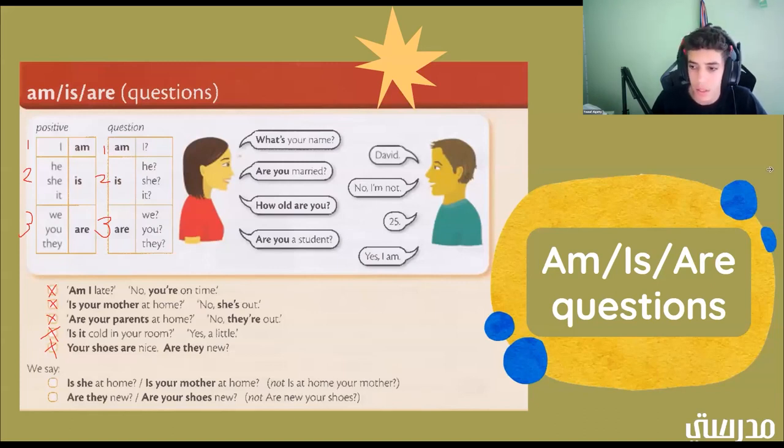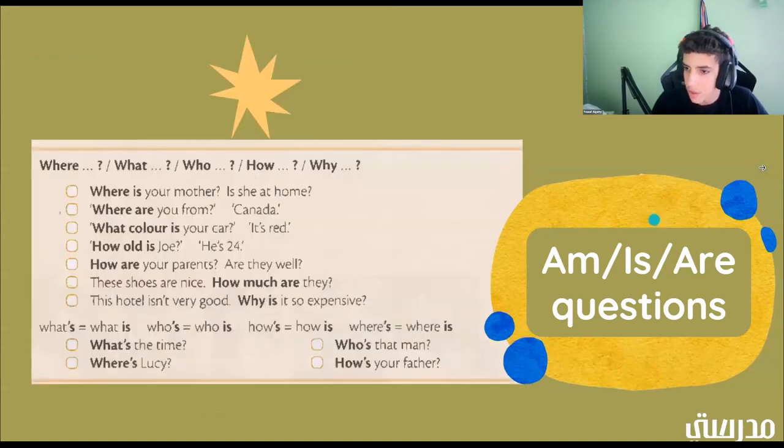All right, so let's go ahead and move on to the next one and delete the annotations really quickly. All right, good job. Is your mother at home? Answer, no, she isn't. Yes, she is. That's great. Good job.